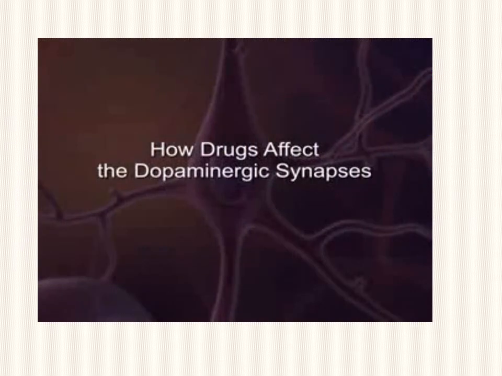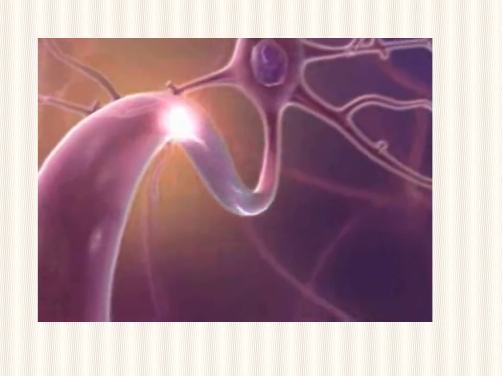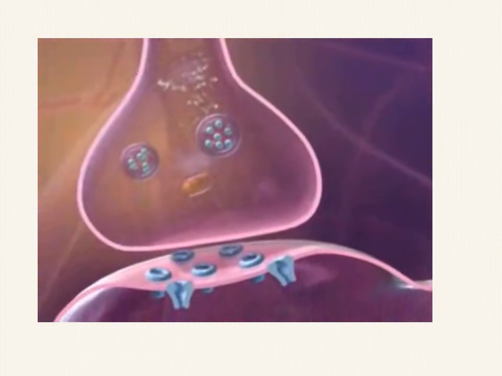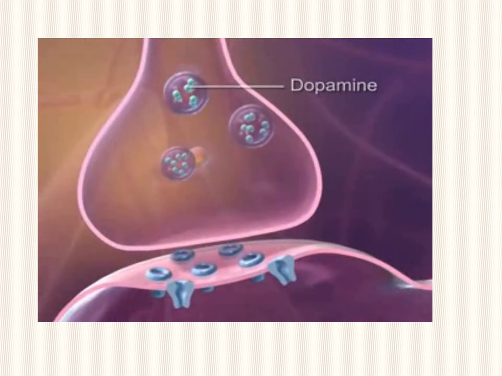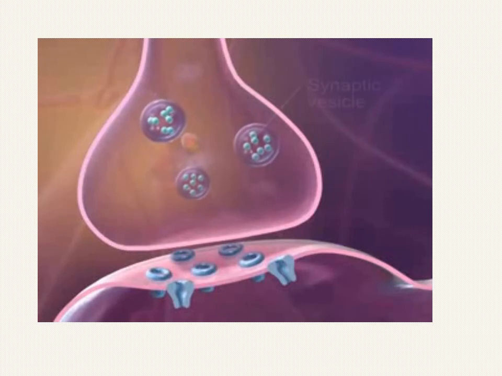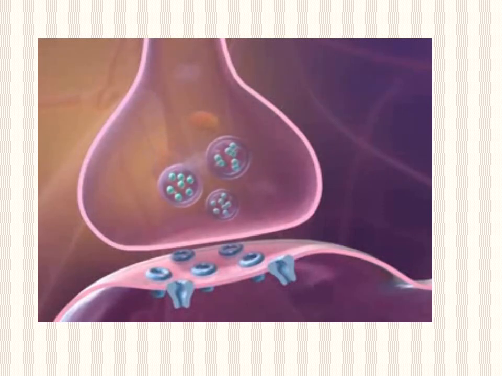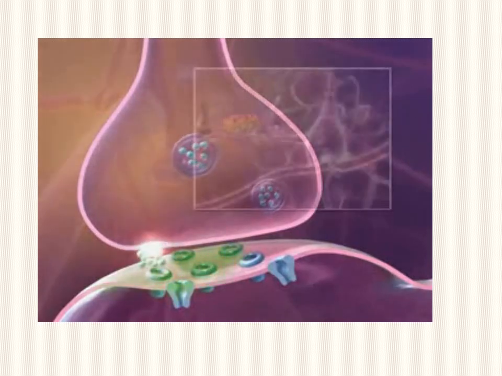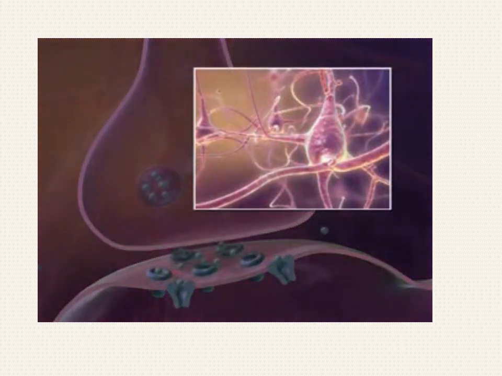How drugs affect the dopaminergic synapses. Drugs work by blocking either dopamine receptor sites or dopamine synthesis, and also by preventing the breakdown of dopamine. Dopamine is synthesized from tyrosine, a basic amino acid, and is stored in synaptic vesicles. Vesicles migrate to the presynaptic membrane and release dopamine into the synaptic cleft. The receptor stimulation of the postsynaptic membrane sends the impulse to the next neuron.